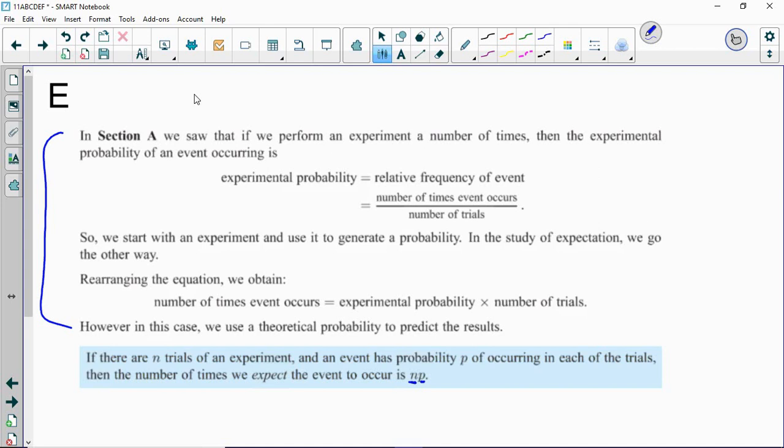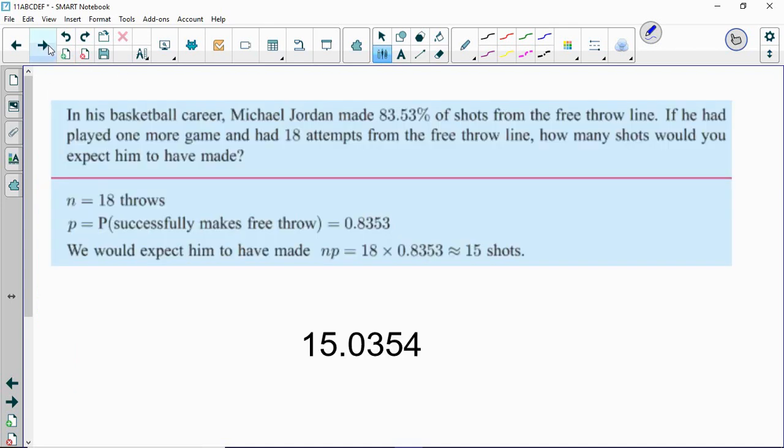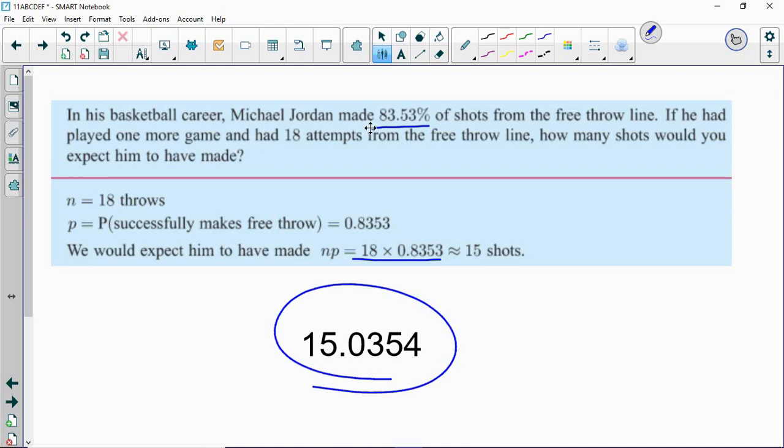Now that being said, here in this next example, the book disagrees with me. So we've got Michael Jordan, we've got his career percentage from the free throw line. How many shots would we expect him to make if he took 18 more? Well, it's going to be 18 multiplied by that probability, changed from a percentage, of course, to a decimal. And so I would give, well, 15.0 rounded to 3 significant figures, right?